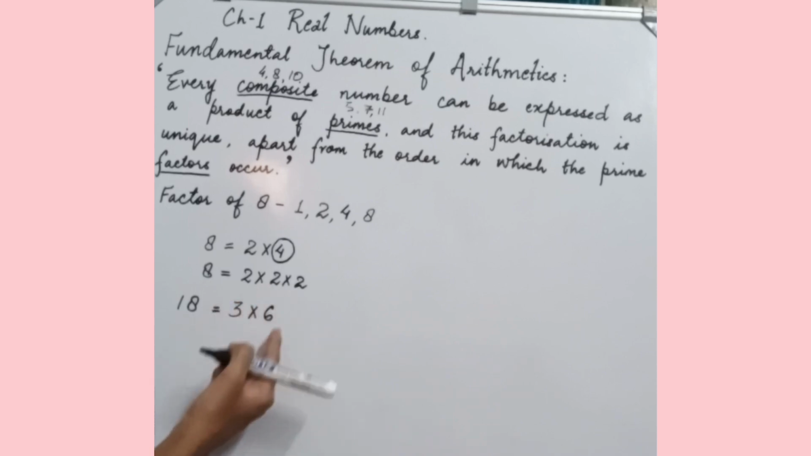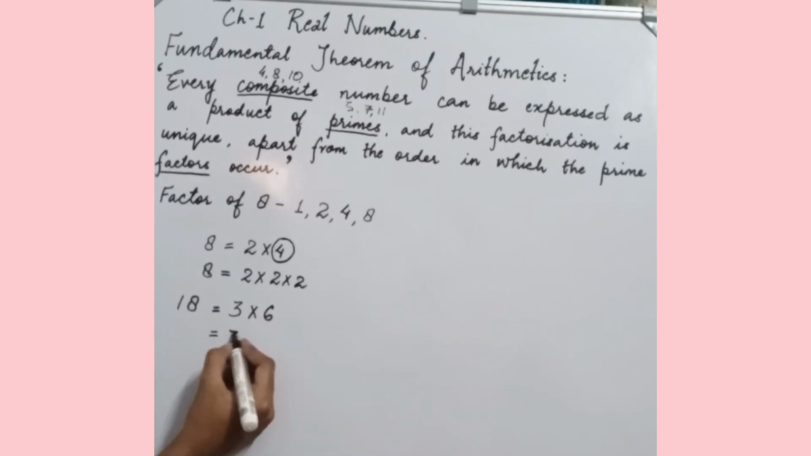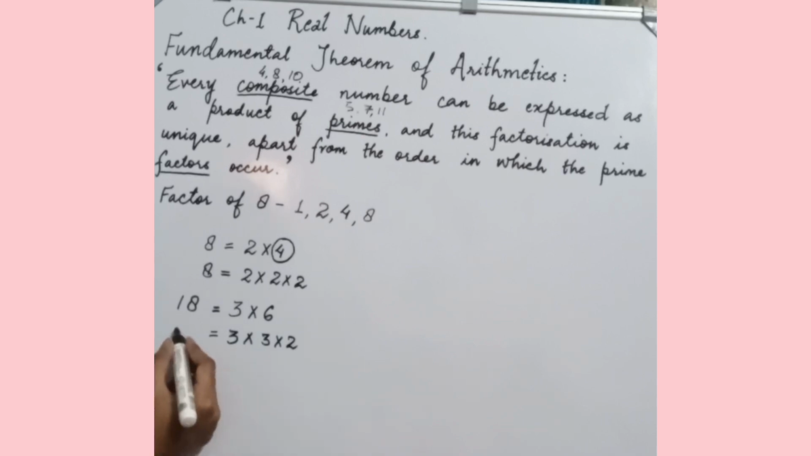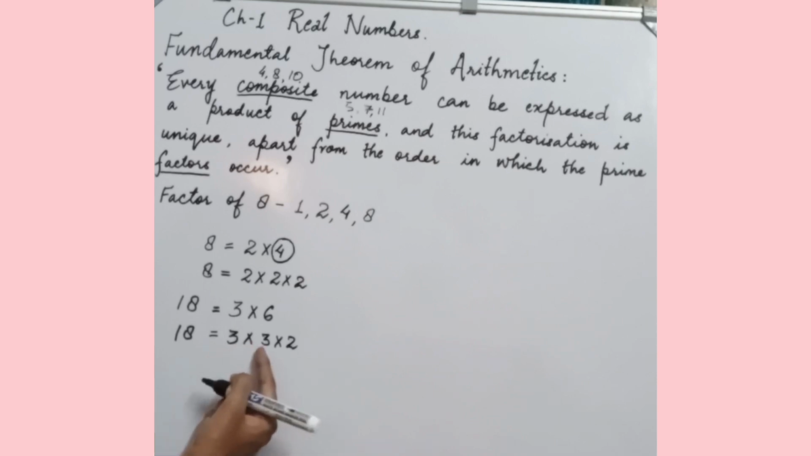So we have to replace 6 by some primes. How can I replace 6? What is 6? 6 is 3 2s are 6. So we can write 18 as 3 into 3 into 2. In place of 6, we have written 3 2s are. Now this is the expression that we are talking about in this theorem: 3 3s are 9, 2 9s are 18. This composite number 18 is written as the product of prime numbers.